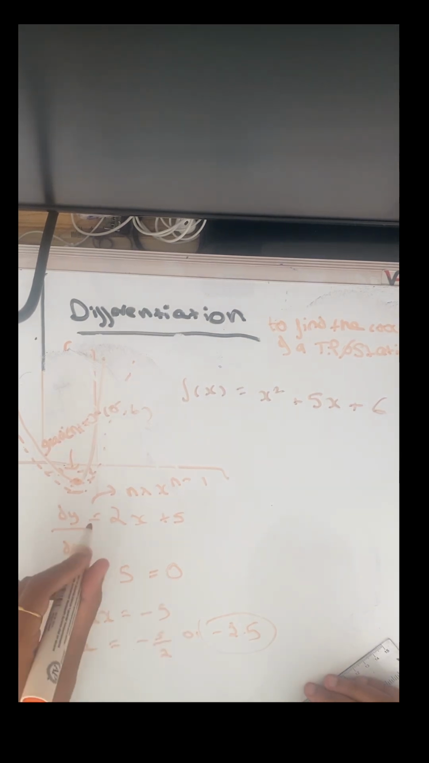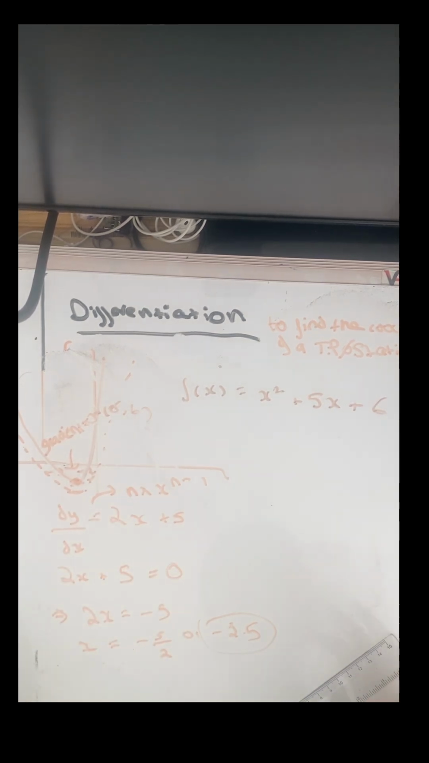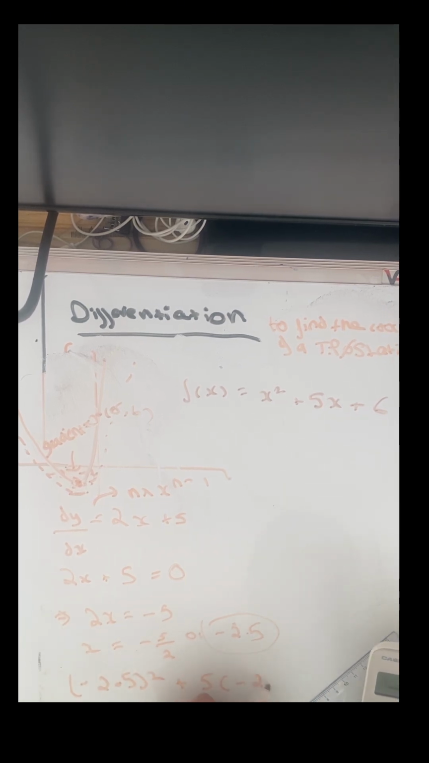We're not going to plug it in here because we're just going to get 0, because we know that the derivative at this particular point is 0. So let's plug it back into the original expression. So it's a bit of a nasty one. Minus 2.5 squared plus 5 times minus 2.5 plus 6. So you can use a calculator for this.